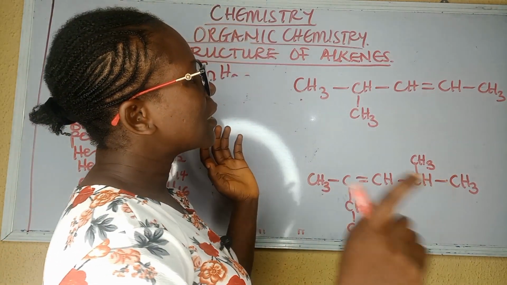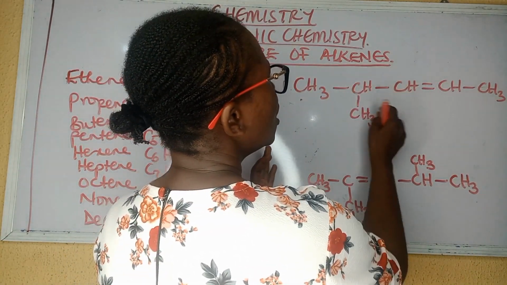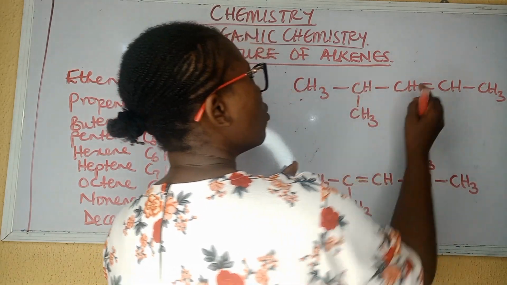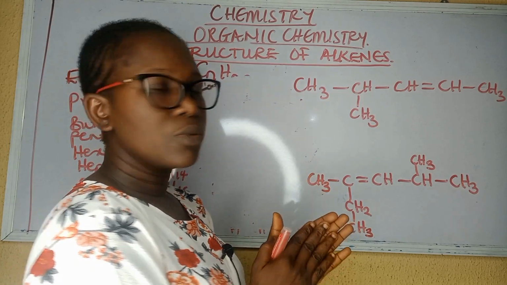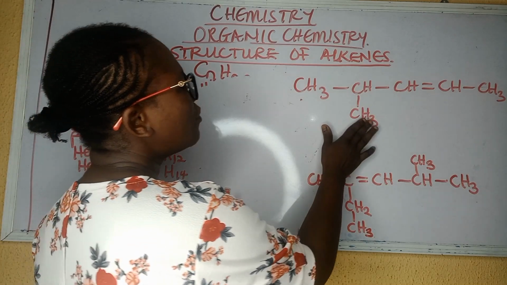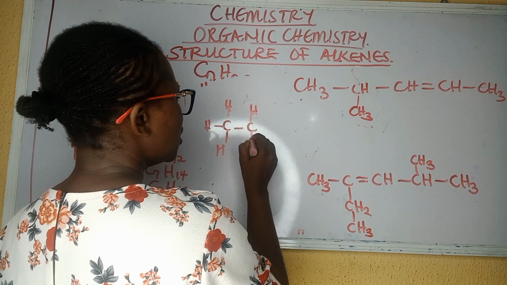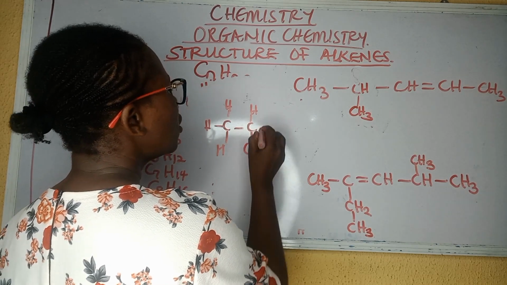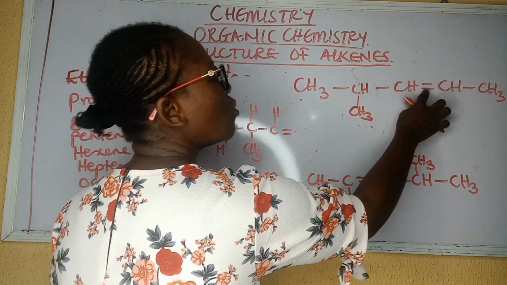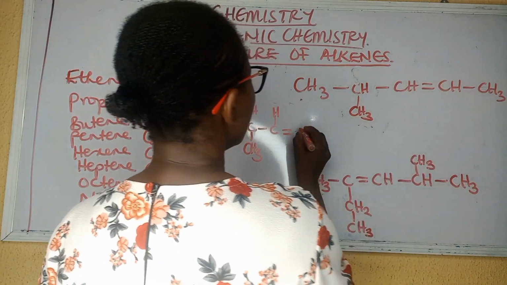If I'm not mistaken, let's count from both sides. 1, 2, and on this side, 1, 2, 3. The double bond is on carbon 3 on this side. From this side it is on carbon 2. So we are settling with carbon 2. But there's a problem. There's an attachment, a substituent. Then we have CH, double bond. I told you anywhere you have a double bond, 2 atoms of hydrogen will be missing, and that is why 2 atoms are missing here.